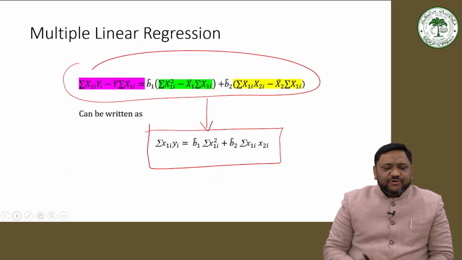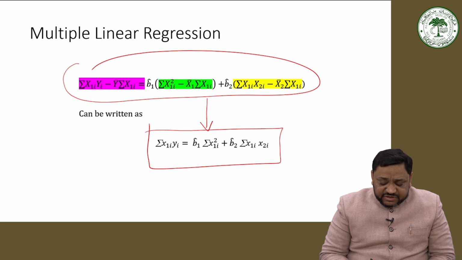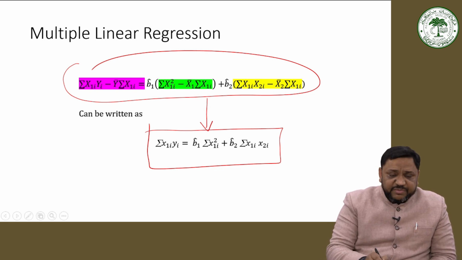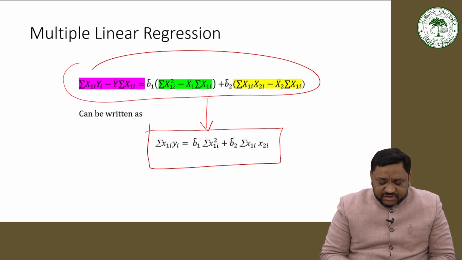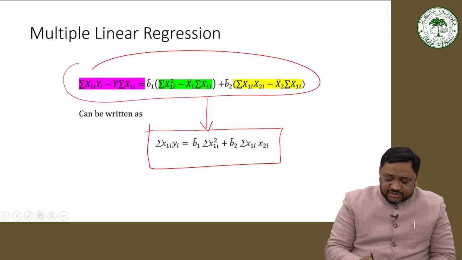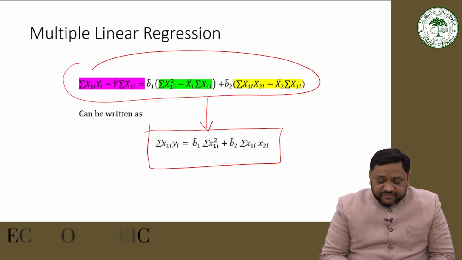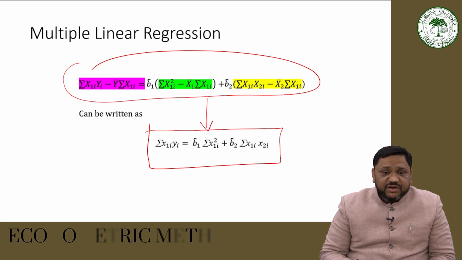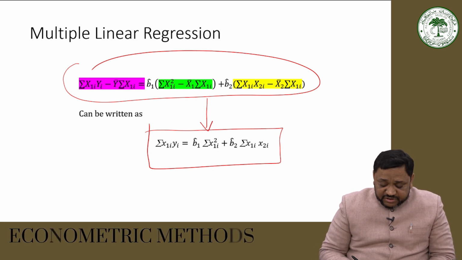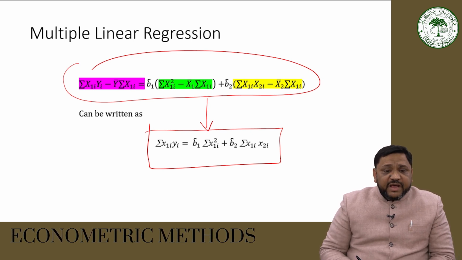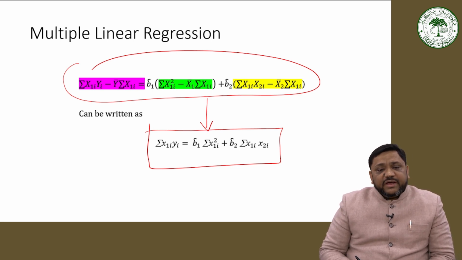As we have said, our purpose was to write this equation, and these three terms have been highlighted in different colors. We can write it in this format, in the deviation form. It is coming here in the deviation format. So the final deviation form of the normal equation, all in small terms, is summation x1i yi equal to b1 hat summation x1 square plus b2 hat summation x1i x2i.